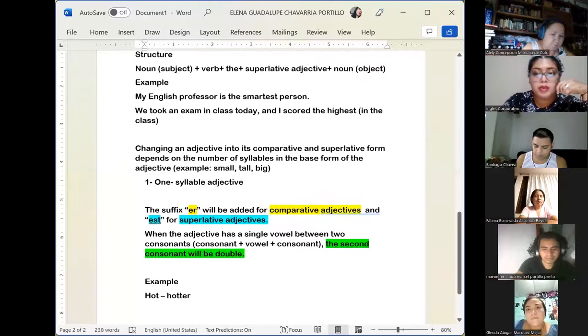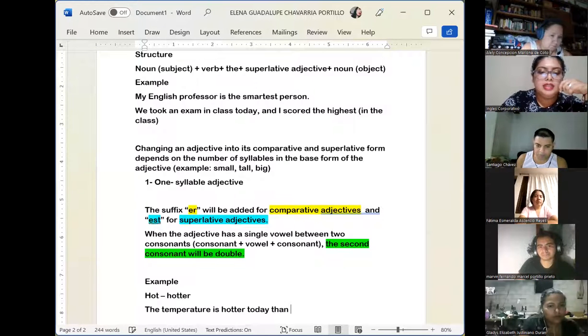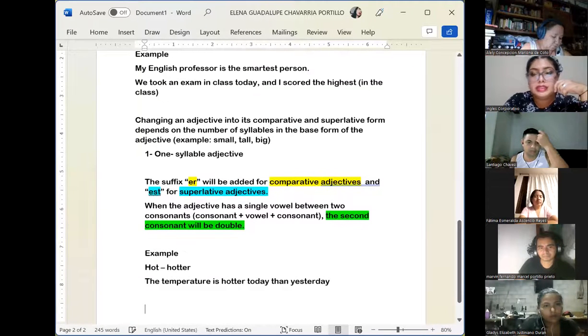And we have an example with that adjective. The temperature is hotter today than yesterday. And we have the first example.